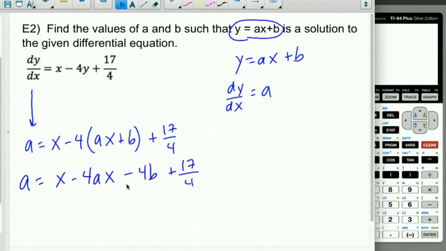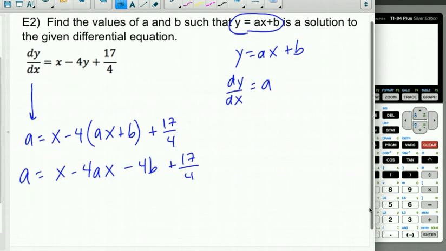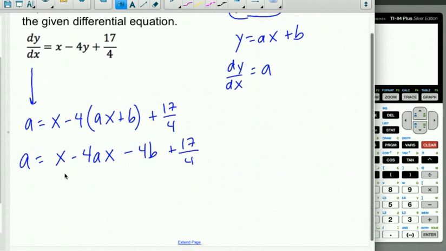Okay, so remember that this has to be true for all x's in the whole world, right? You're not solving specifically for any x, right? So because this has to be true for all x's, there are a couple ways to deal with this, right? One way to deal with this is to say that for all x, the left-hand side has to equal the right-hand side regardless of what x is.